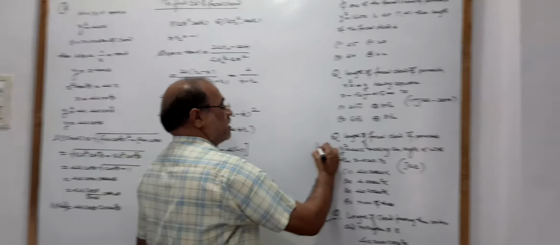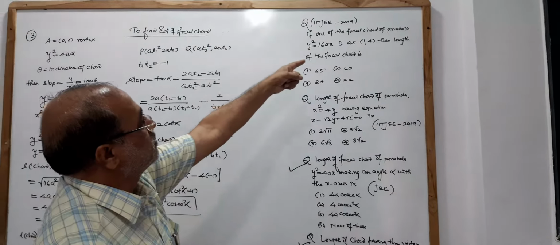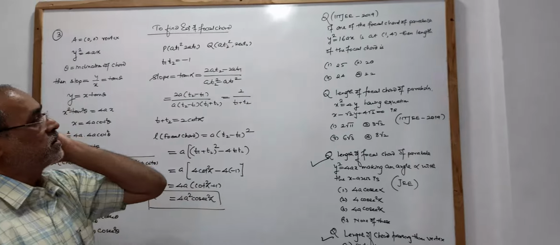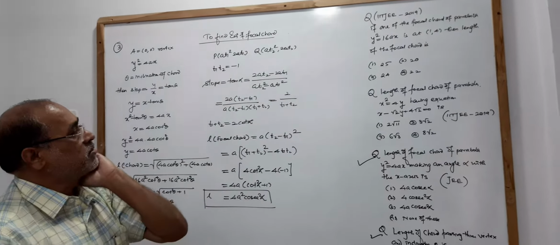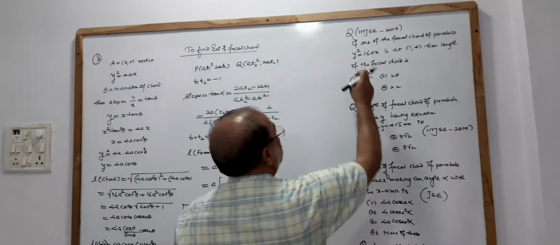This question can be done like this. On this basis, recently in the 2019 examination, 2 questions were asked. See here, one of the focal chords of the parabola passes through the point (1, 4), then the length of the focal chord is.